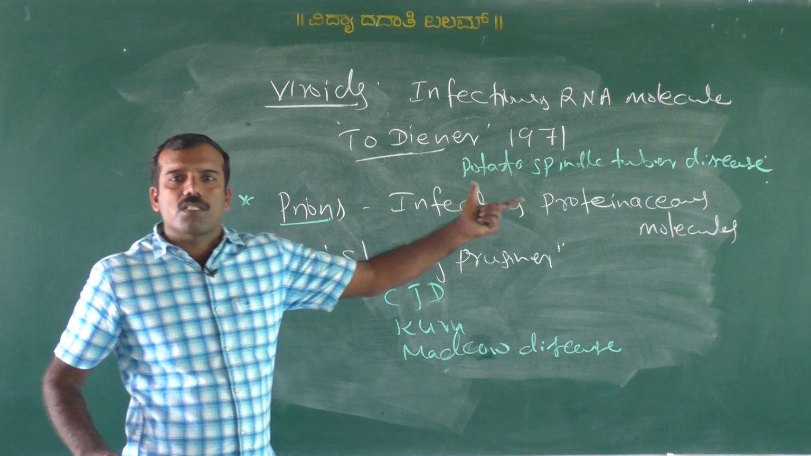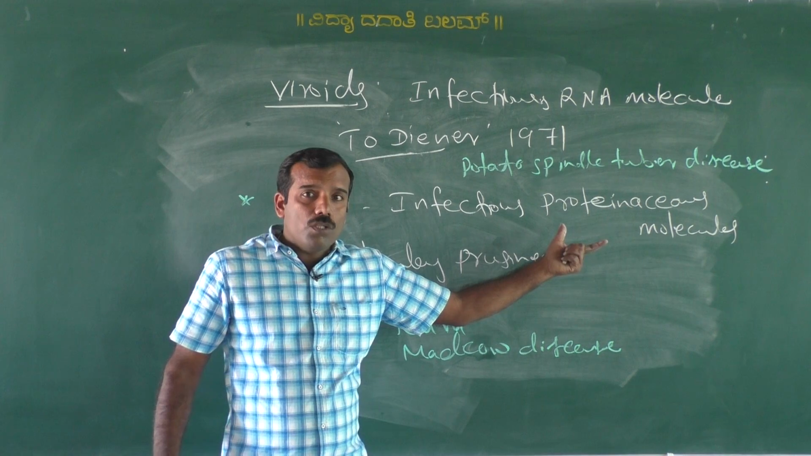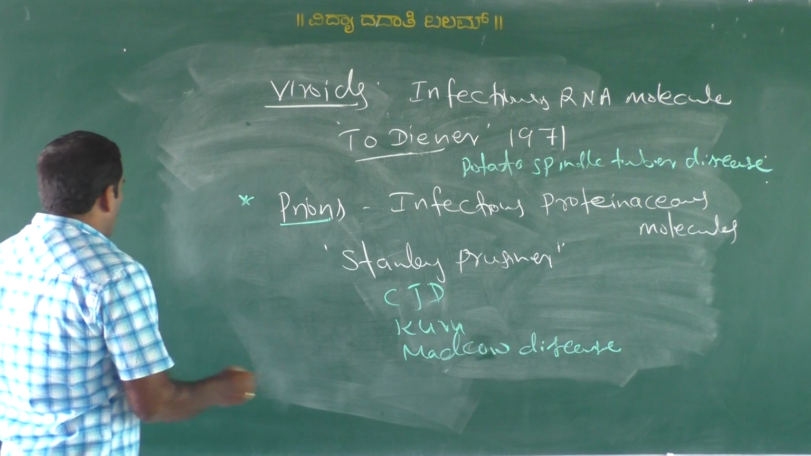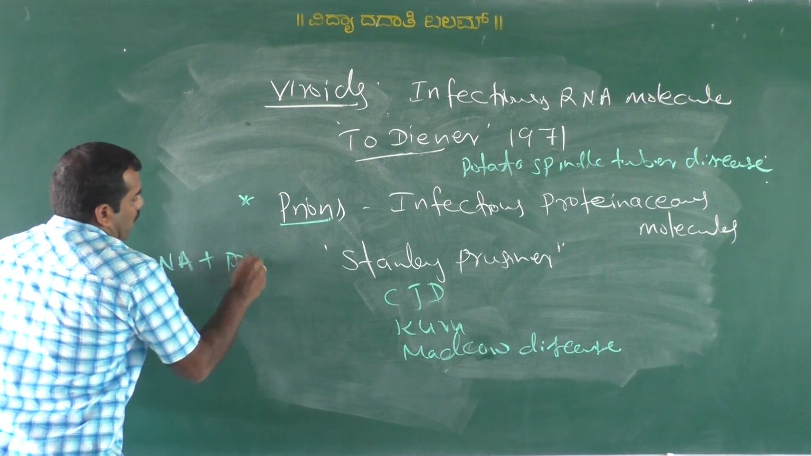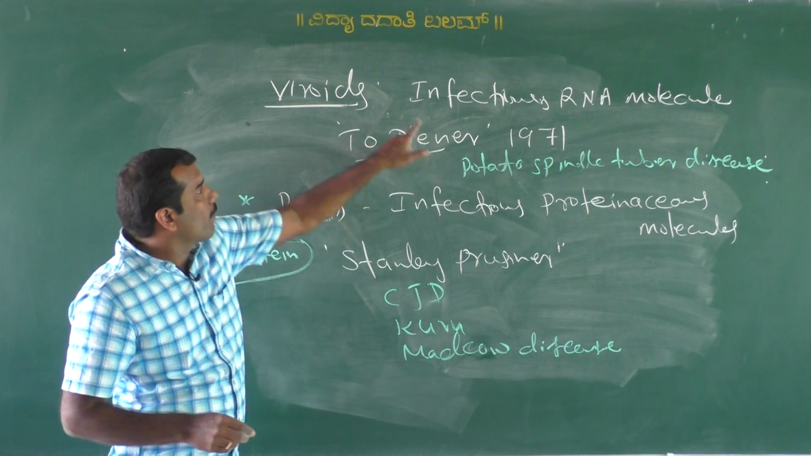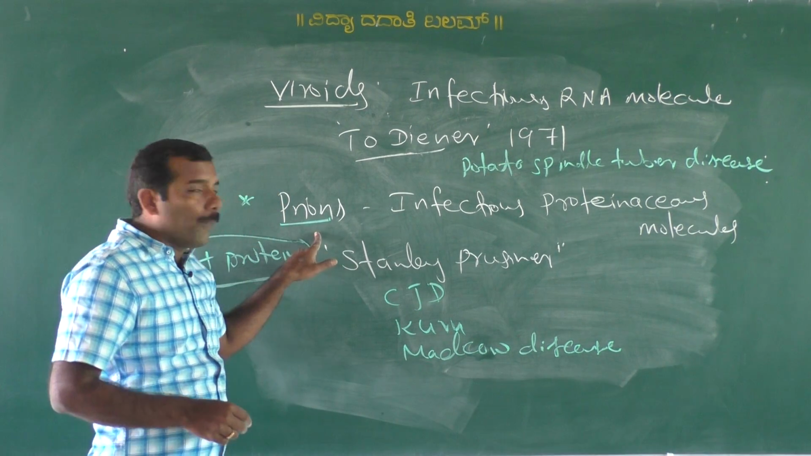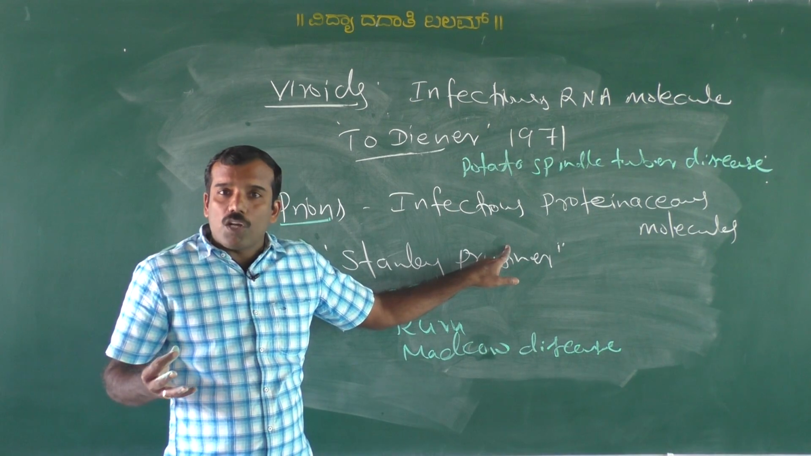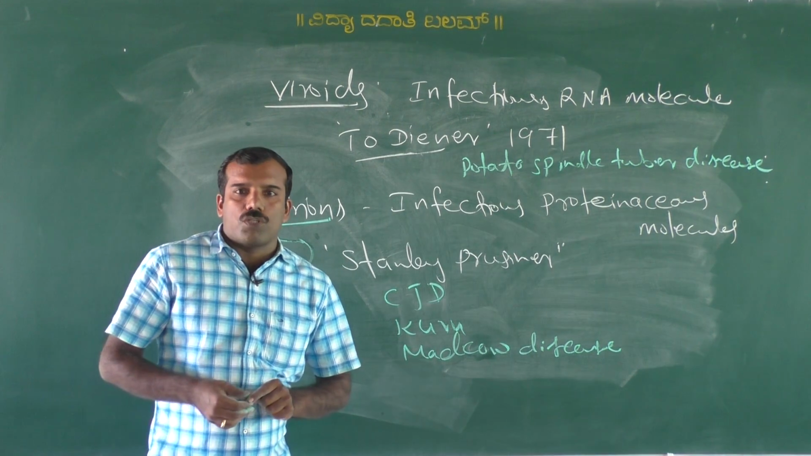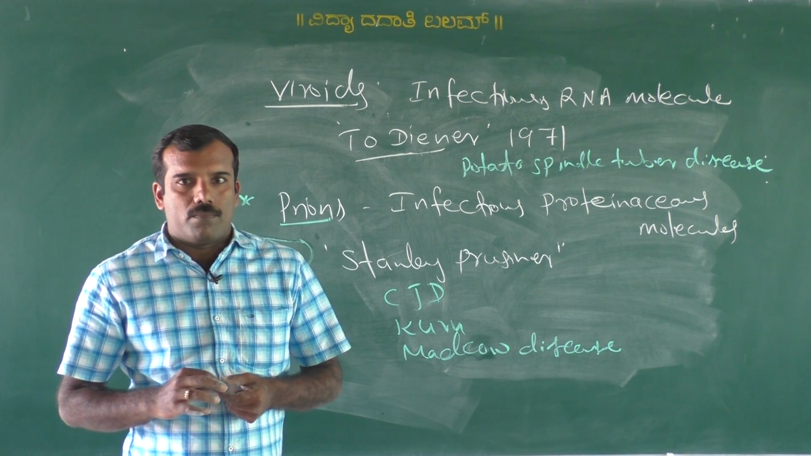Prions, infectious proteinaceous molecules. Viroids, infectious RNA molecules, that means nucleic acid. But virus is a combination of both: nucleic acid plus protein. Here in viroids only nucleic acid, no protein coat. Here in prions, only protein, no nucleic acid. This is about viroids and prions. So this completes the chapter Biological Classification.